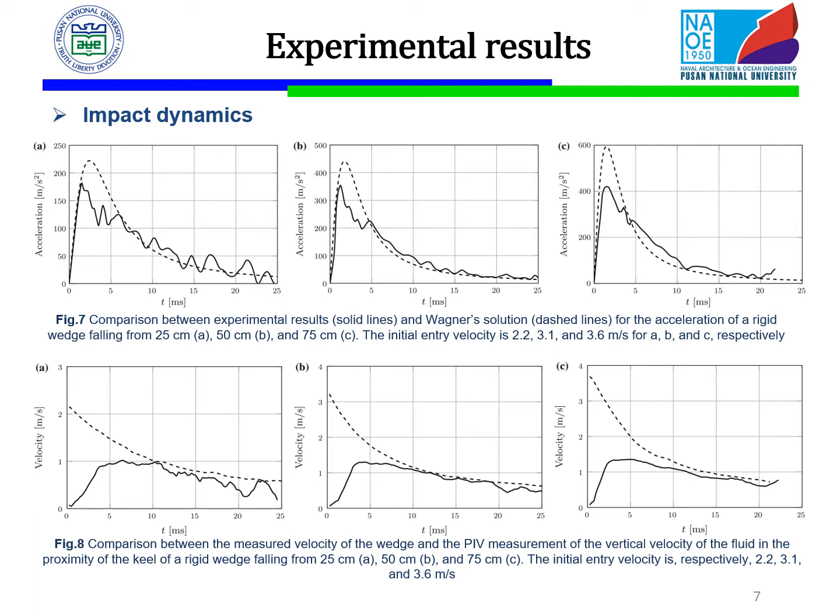Figure 8 compares the velocity of the wedge measured using the accelerometer probe analysis with the PIV measurement in the proximity of the keel. The PIV measurement underestimates the fluid velocity at the initial instance of the impact. However, as time increases, the PIV measurement tends to approach the wedge speed. As anticipated, none of the PIV measurements in figure 8 indicated a fluid velocity higher than 2 meters per second.